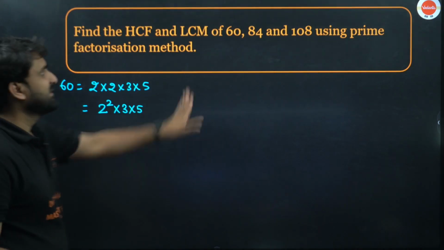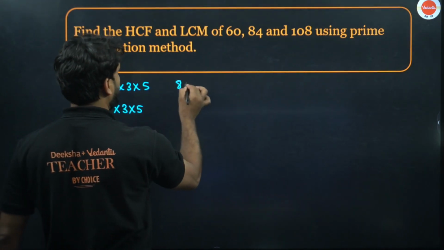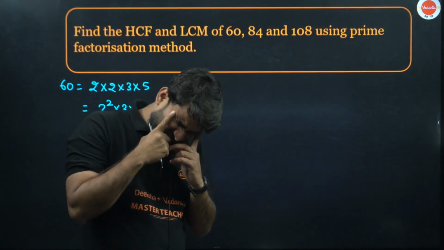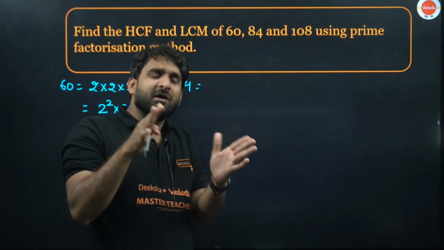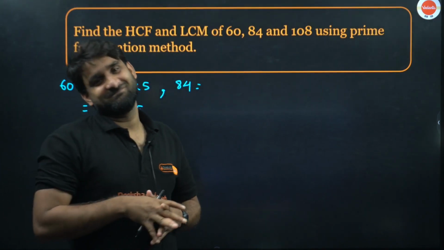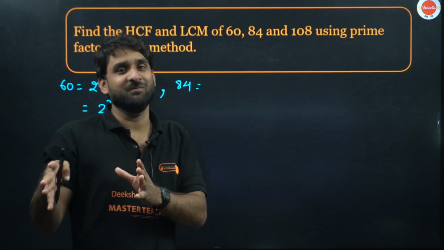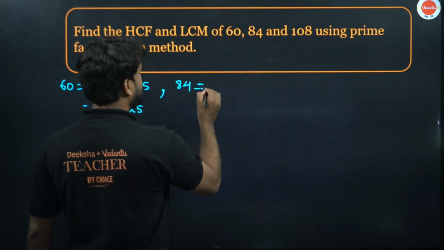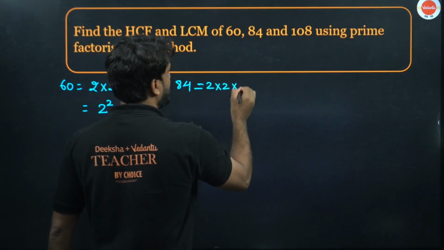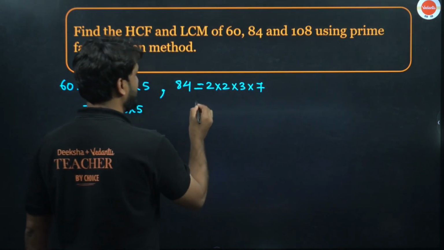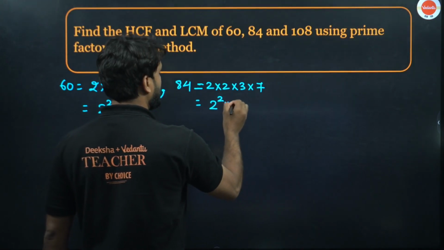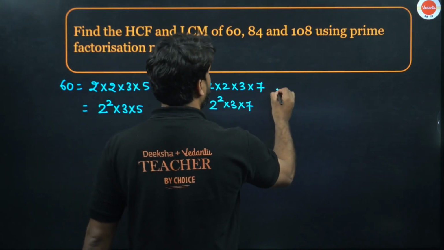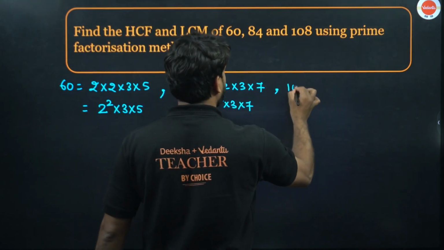Okay, now have patience. Find out similarly the prime factorization of 84. So 84 can be written as 12 into 7, which is 84. And 12 can be written as 2 into 2 into 3. Getting my point? Check: 2 times 2 is 4, 4 times 3 is 12, 12 times 7 is 84. So this is equal to 2 square into 3 into 7. Clear everyone?